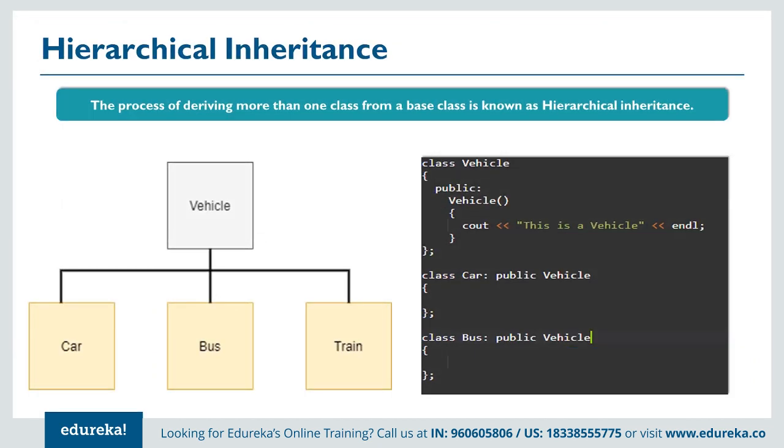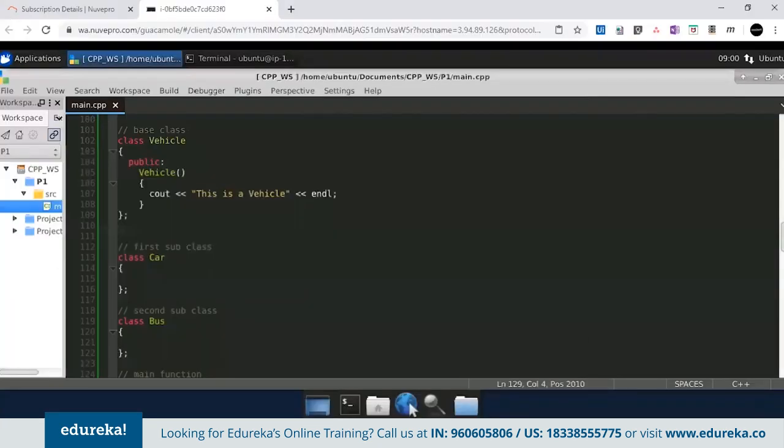Let's look at this with an example. So let us look at a coding example for hierarchical inheritance. I have a vehicle class, then I have a car and a bus class. So here I'll say colon public vehicle. And then here also I will say colon public and then vehicle.